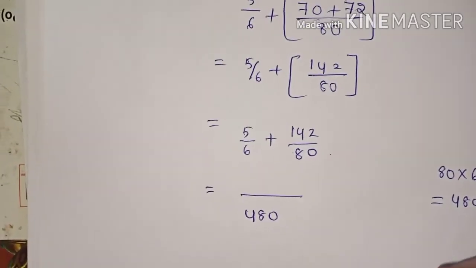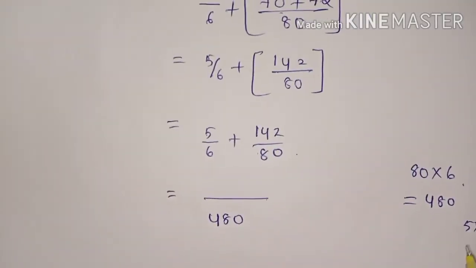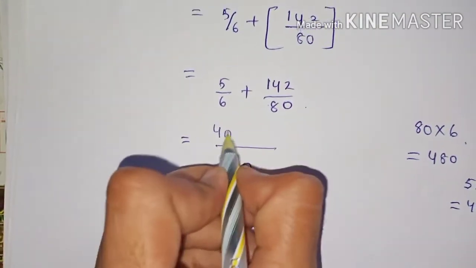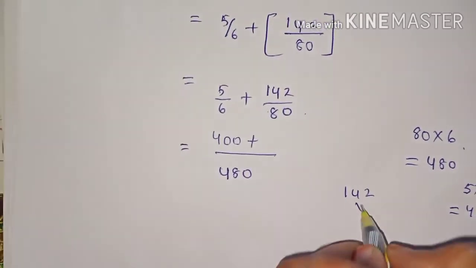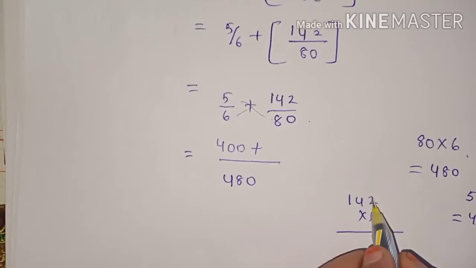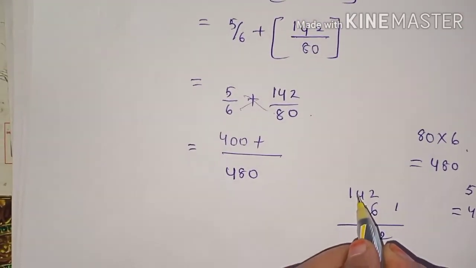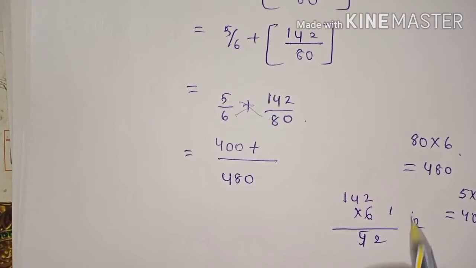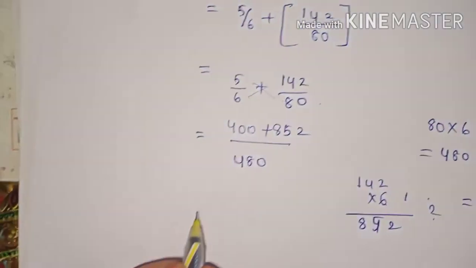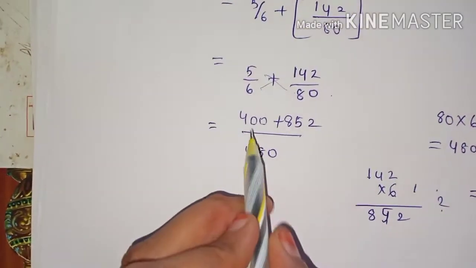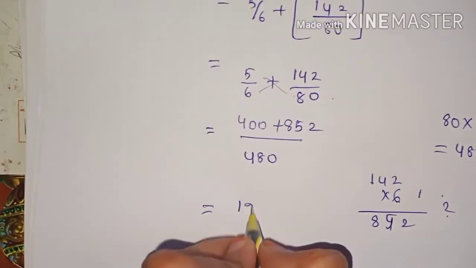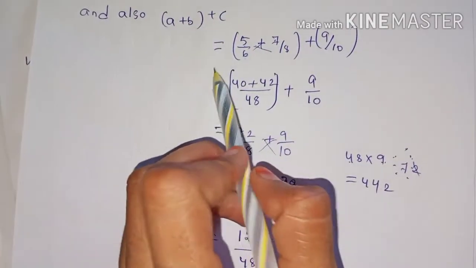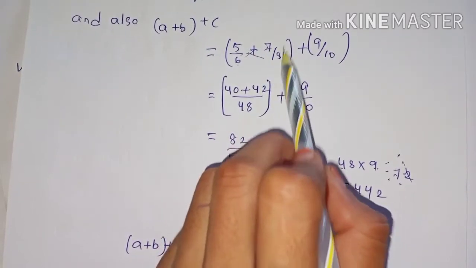Cross multiplication: 5 into 80, 5 8s are 40, so 400. 142 into 6: 6 2s are 12, 6 4s are 24 plus 1 is 25, 6 1s are 6, so 852. 400 plus 852 by 480. 400 plus 852 is 1252 by 480.